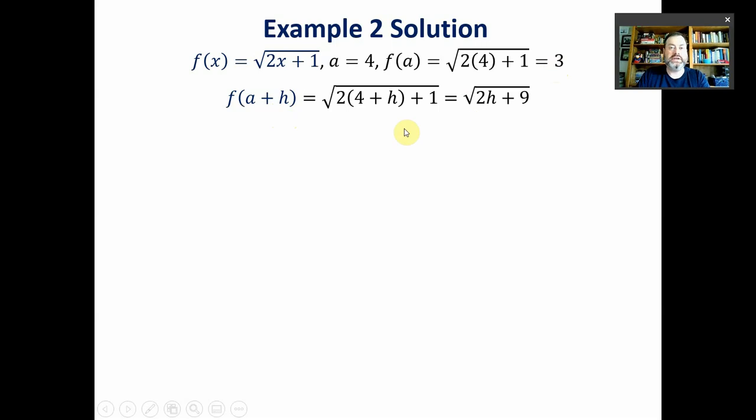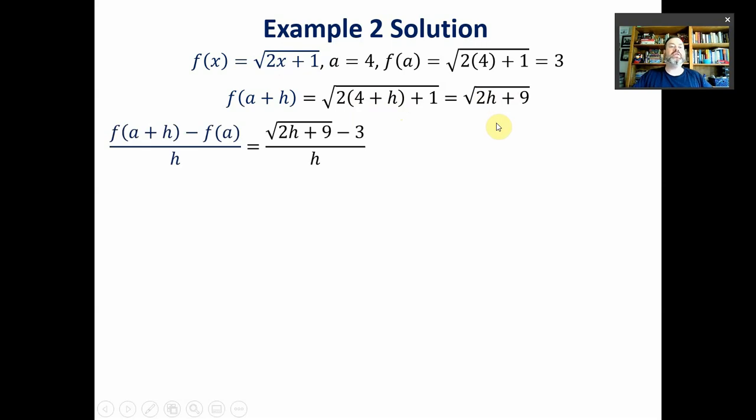Sometimes the algebra on these things gets really wacky. This one's fairly straightforward, as you can see. But look at what I'm doing here. f of a plus h. a is 4, so I'm just plugging 4 plus h in here for x, which is 2 times 4 plus h plus 1. So I'm just replacing this x with a plus h, but again, we know a is 4. So anytime you plug it into a formula, we can just plug in 4. So you simplify this. Sorry, 2 times 4 plus 1 is 9, and then 2h.